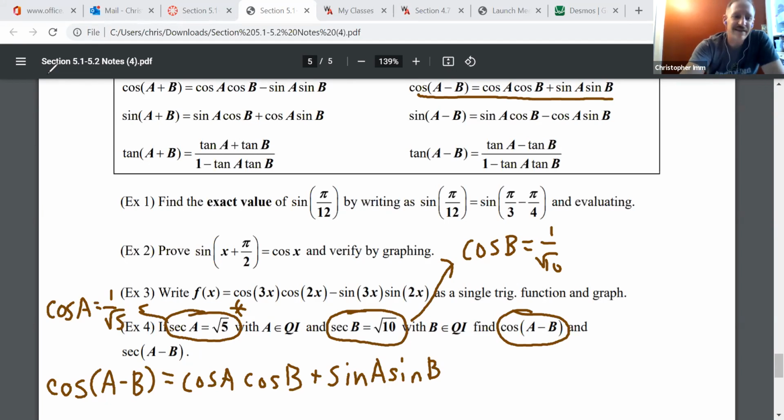So I'm going to go ahead and say, all right, I know that cosine of A is 1 over root 5. I know that cosine of B is 1 over root 10, but I still need to find sine of A and sine of B. Does anybody have any idea how we would do that? I think we've been doing this before, but it might have been a while, where we had one trig function and we wanted to find all the rest of them.